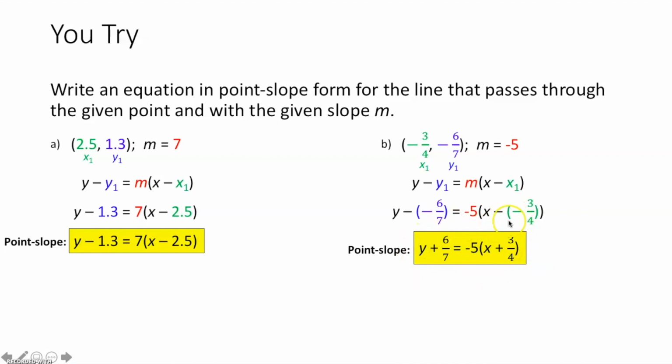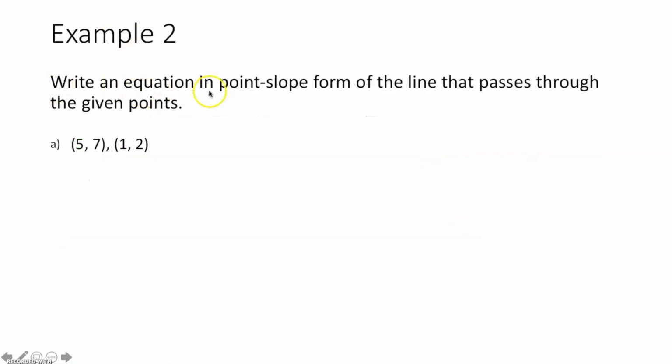And now you have the point slope form of the equation of the line that passes through this point with this given slope. Example 2 says write an equation in point slope form of the line that passes through the given points. I know that in order to write an equation in point slope form, I need a point and I need a slope.